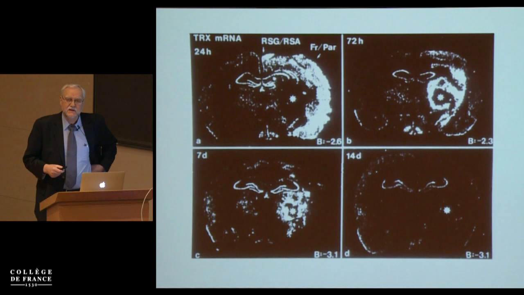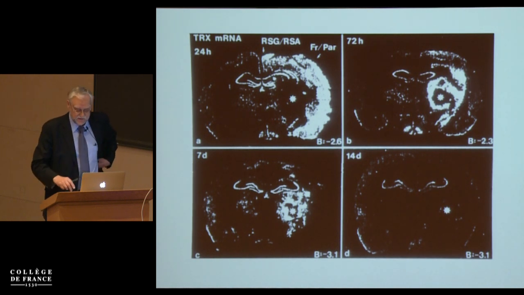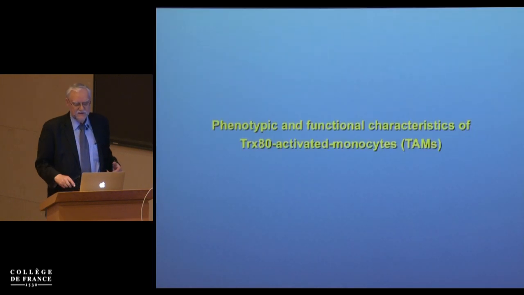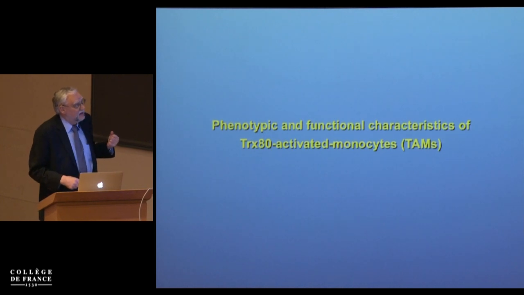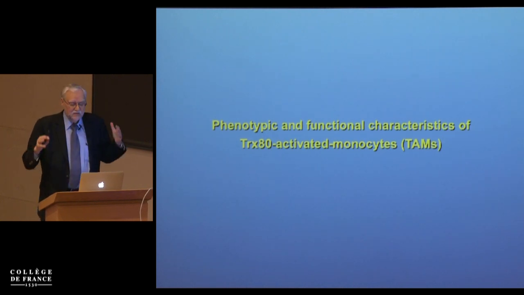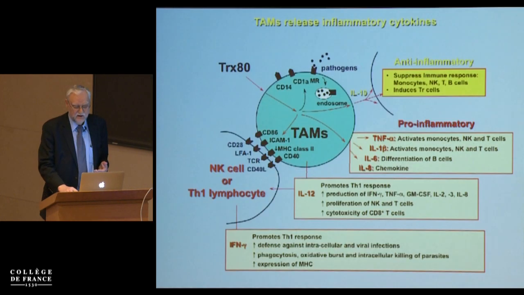And thyrodoxin is described as a trophic growth factor. And of course, this involves also generation of thyrodoxin 80, which this picture doesn't distinguish. Now back to the monocytes. The monocytes we call thyrodoxin 80 activated monocytes. And what is the role here of thyrodoxin 80? Well, in the immune system, it's inflammatory, pro-inflammatory.